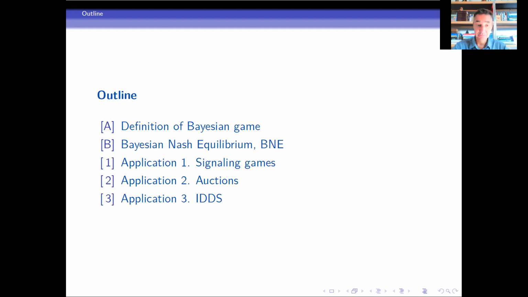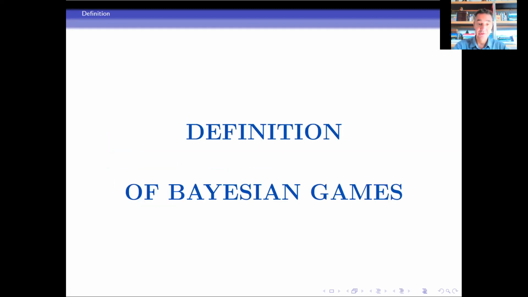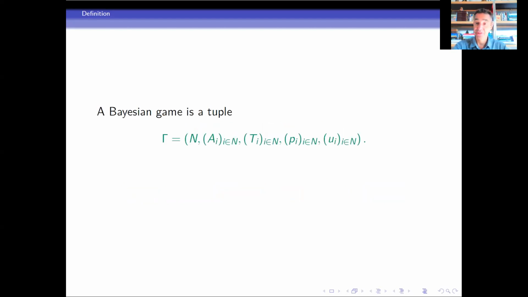Okay, but let's start at the beginning, which is the definition of a Bayesian game. The definition is basically here. A Bayesian game is a collection of items or notions specified over here. You've got the N, the A_i, the T_i, the p_i's, and the u_i's. And so these 5 ingredients constitute a Bayesian game. And I will just step by step explain each of these ingredients.